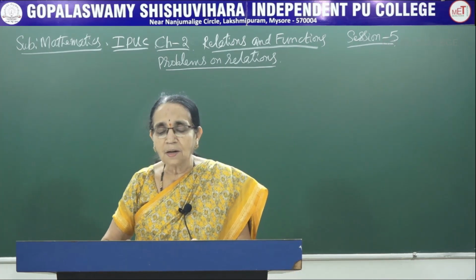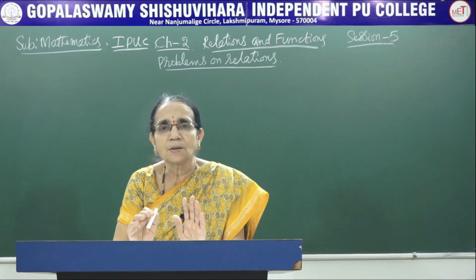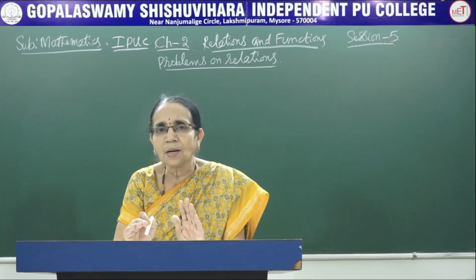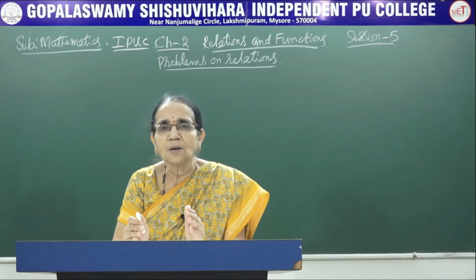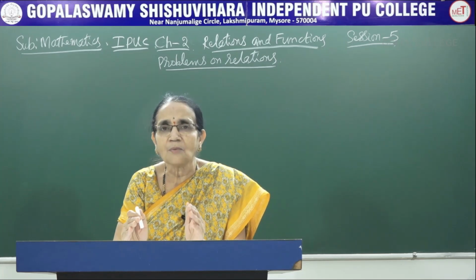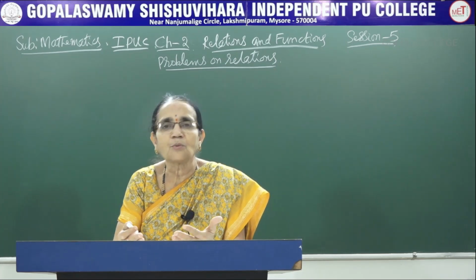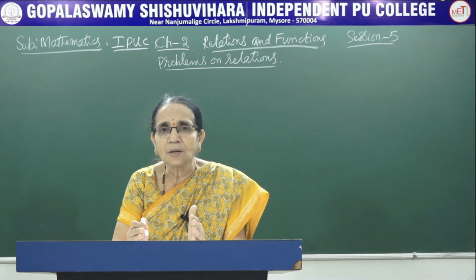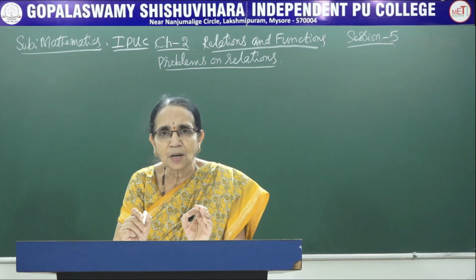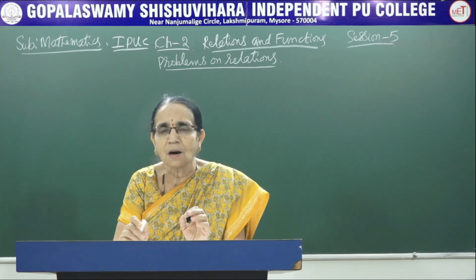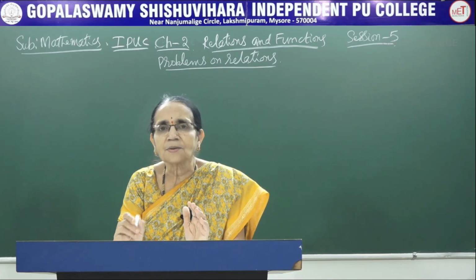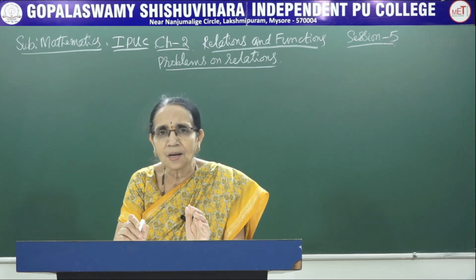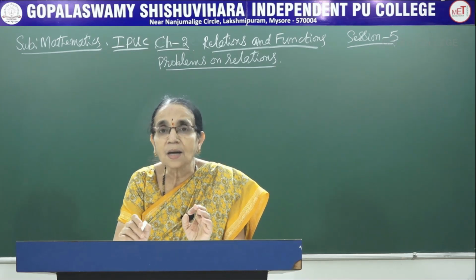Now, here we had defined three words. One is the domain, the other one is the codomain, and then the range of the relation R. Domain means the set of the first elements of the ordered pairs of R. Suppose R contains say 4 ordered pairs here. The first elements of those, you have to consider, that is called the domain. So, the set of the first elements of the ordered pairs of the relation R is called the domain of R. Similarly, the set of the second elements of the ordered pairs of the relation R is called the range of R.